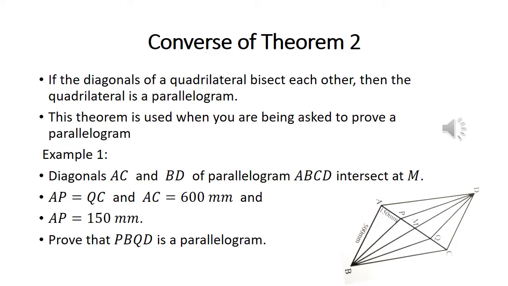So if you look at example 1, I'm going to do this with you in a video. It says that diagonals AC and BD of parallelogram ABCD intersect at point M. It then gives you a bit of information, but I'm going to transfer over to a video and actually do this one with you.